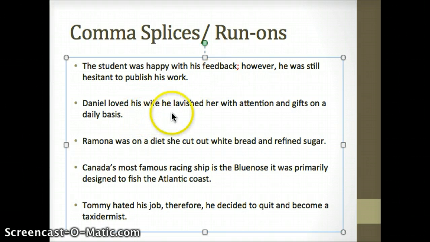Next one, Daniel loved his wife. He lavished her with attention and gifts on a daily basis. This would be an example of a run-on sentence and needs to be broken up into two complete independent clauses.